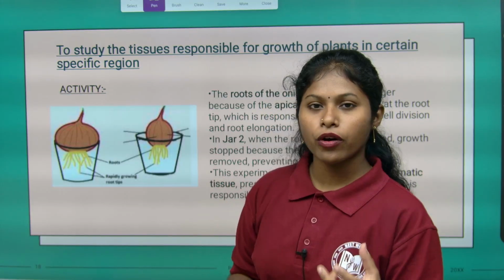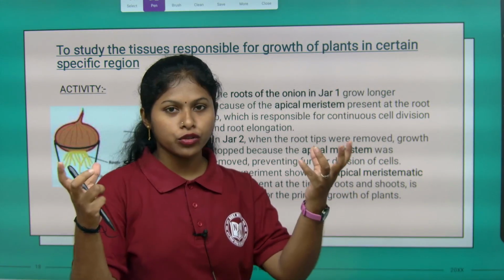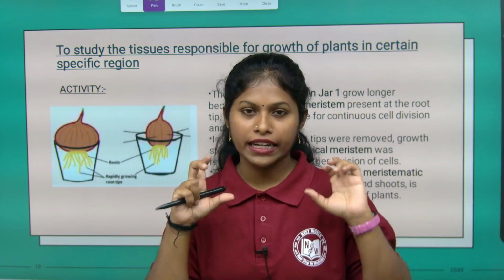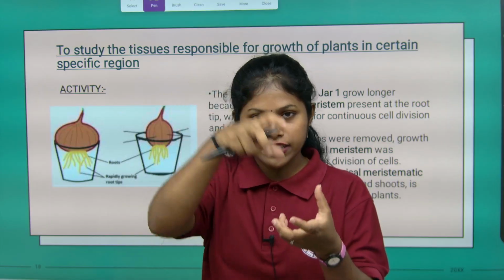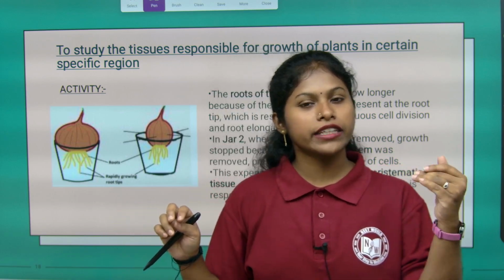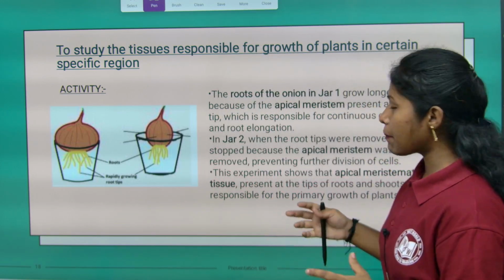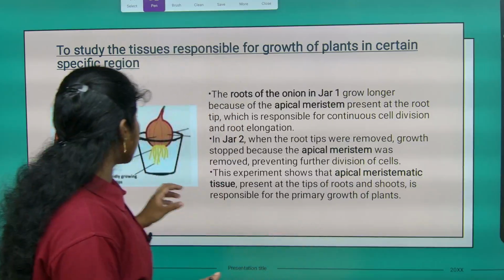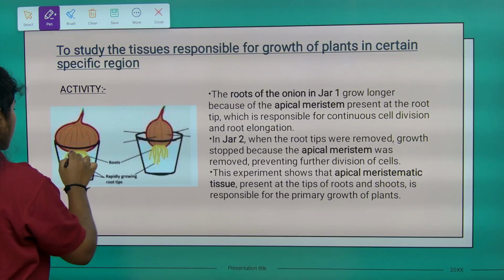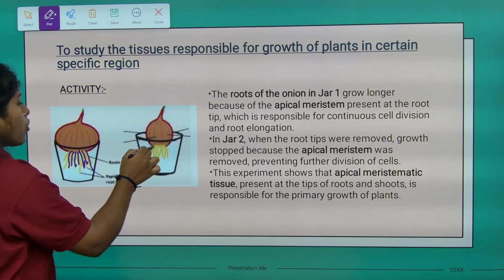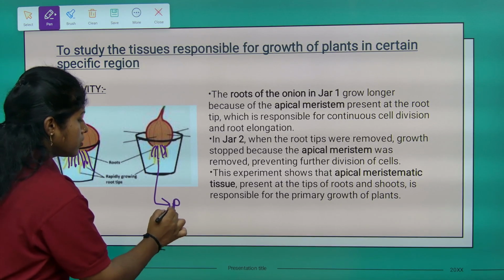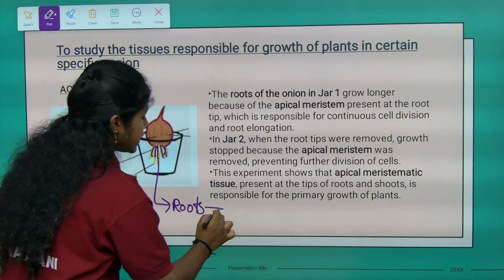So let's see what I did. I took the 2 glasses with water, the same height and a similar quantity of water, and I fixed the onion bulbs like here. I left it for 3 days. Then what will happen? What is the result? I see the growth of the roots here. For the growth of the plants, water is also required. So what did I do after 3 days?